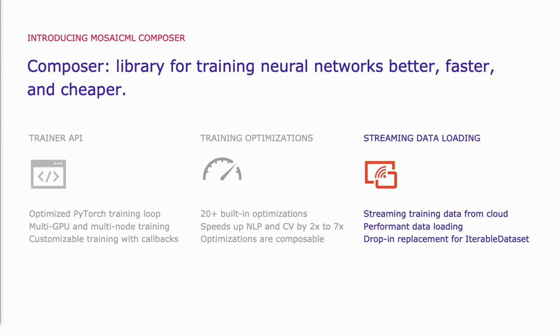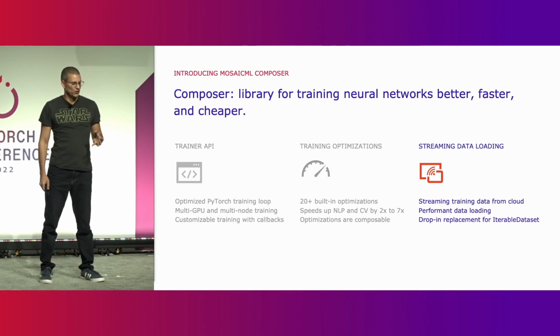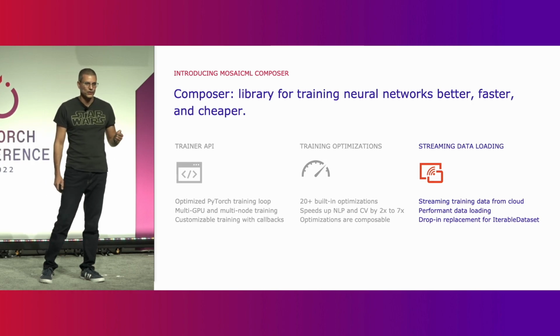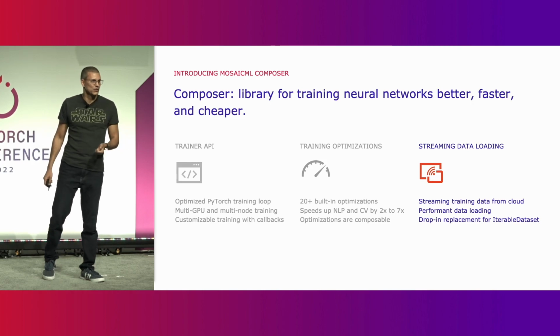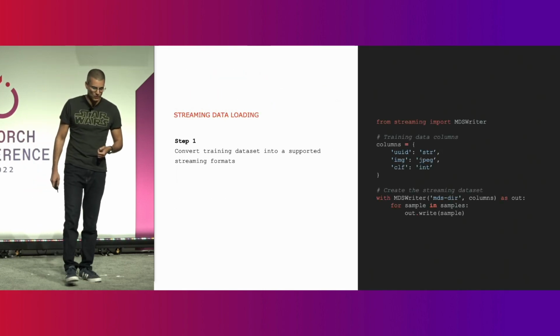And last but not least, streaming data loading. So this capability enables you to stream your training data from the cloud, freeing you from the need to download and manage data on the local storage. Now, for those that ever trained large-scale language models, you know that is a painful and time-consuming process that streaming data loading saves for you. And what's really cool is that this feature is implemented as a drop-in replacement for PyTorch iterable dataset. Let's see what this looks like.